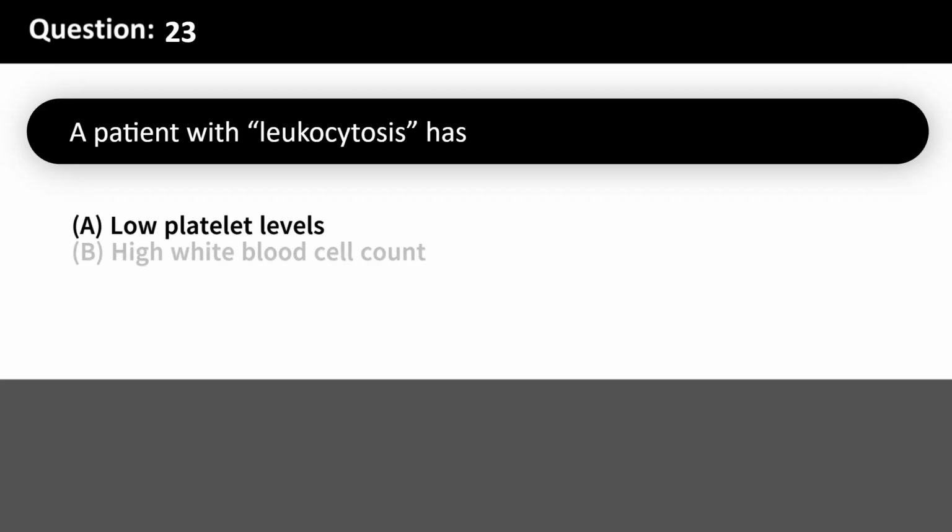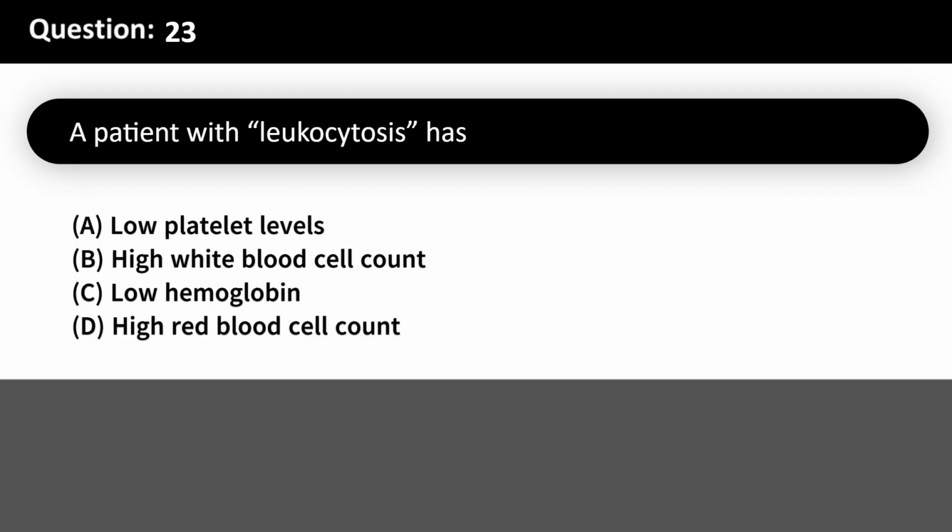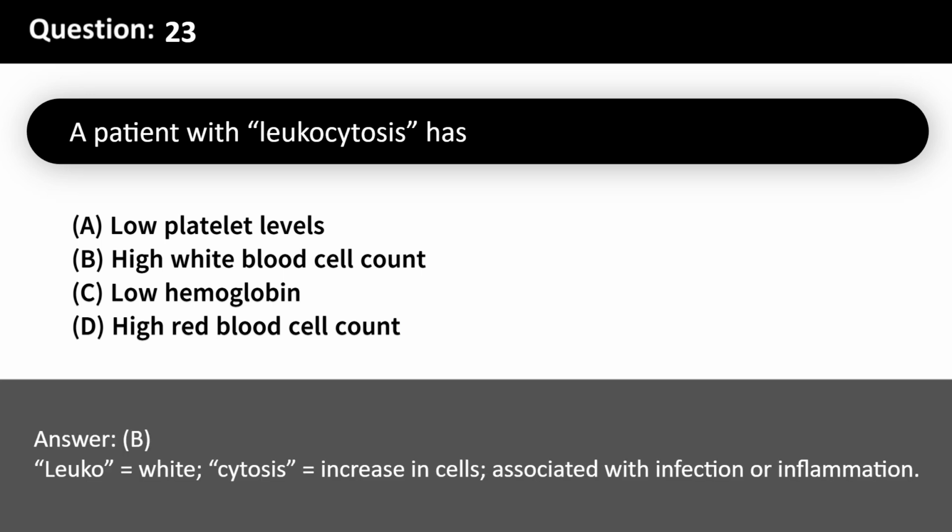A patient with leukocytosis has: A. Low platelet levels. B. High white blood cell count. C. Low hemoglobin. D. High red blood cell count. Answer, B. Leuko equals white, cytosis equals increase in cells, associated with infection or inflammation.